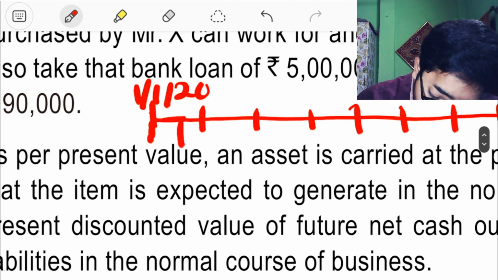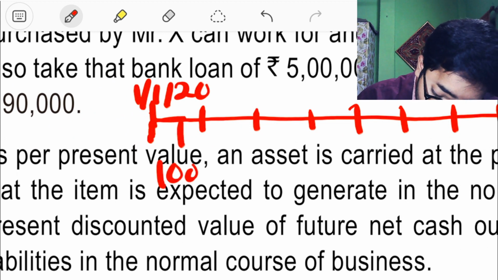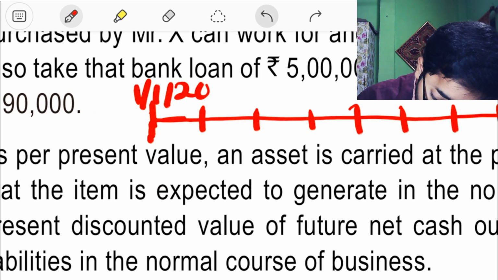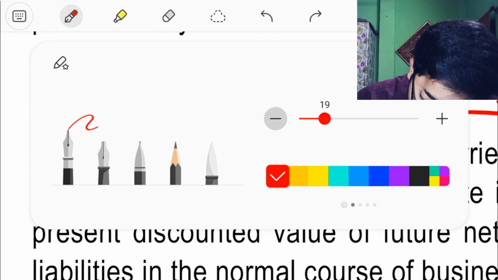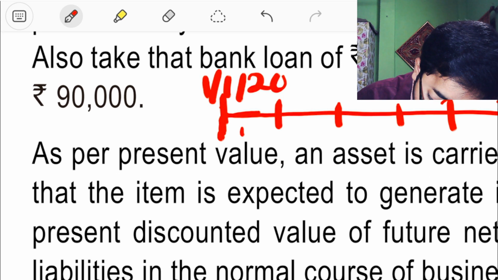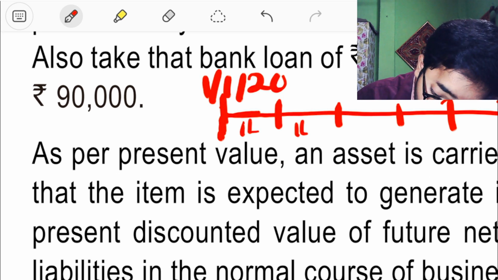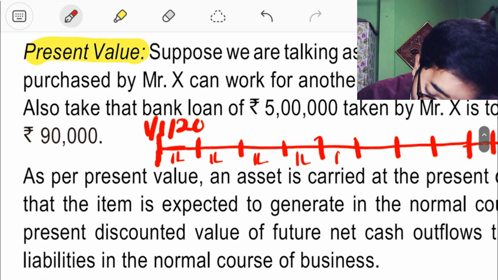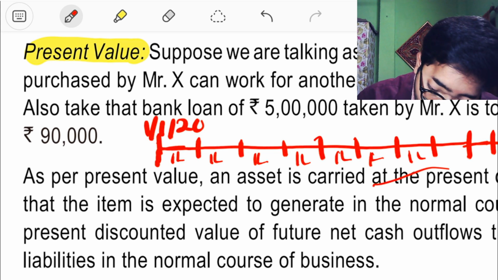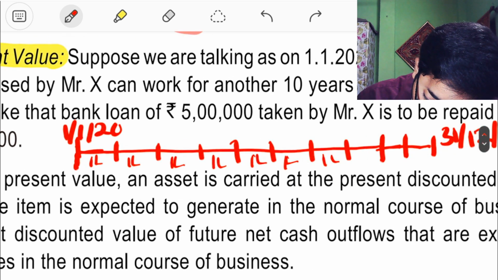In this year it would generate 1 lakh. So let us reduce it. Every year it would generate 1 lakh cash. 1 lakh, 1 lakh, 1 lakh. Similarly, 1 lakh in every year. Up to 10 years, it is going to generate 1 lakh cash or 1 lakh revenue.